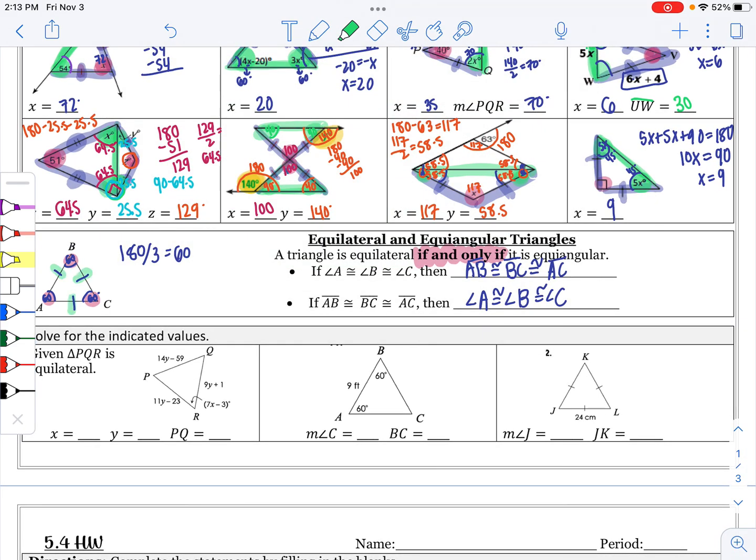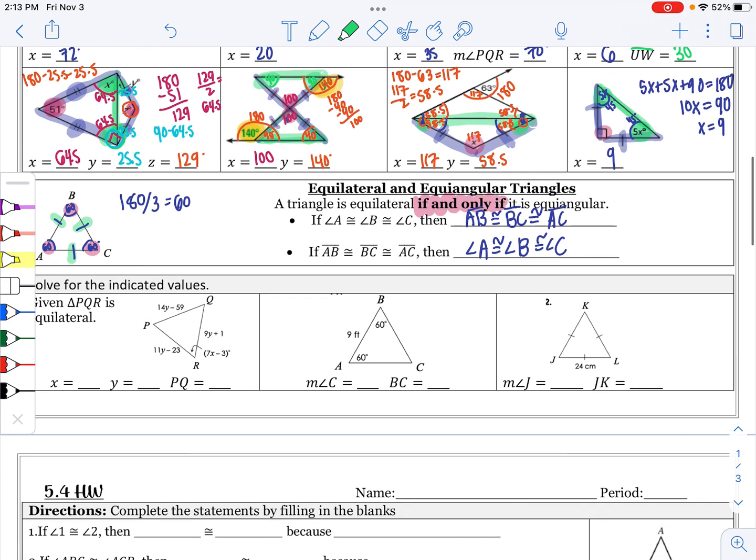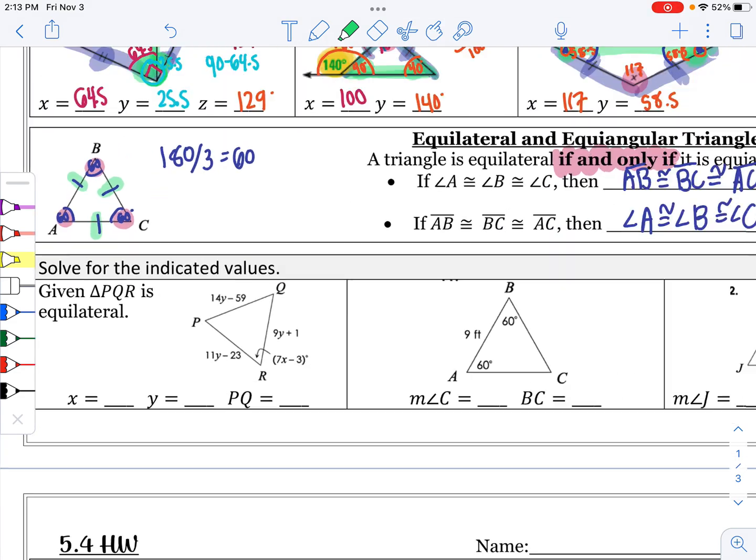So if you see a picture and you only have the sides marked, all three sides marked the same, boom, add that all the angles are the same and add that they're 60. The converse of that says that if all of the angles are marked the same, boom, you know that it's an equilateral triangle and you can add all the legs.